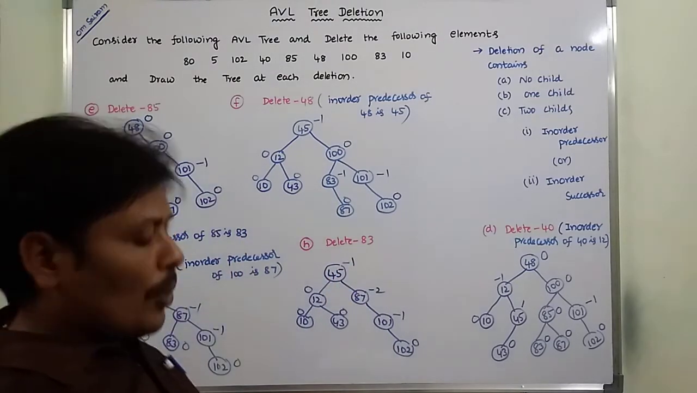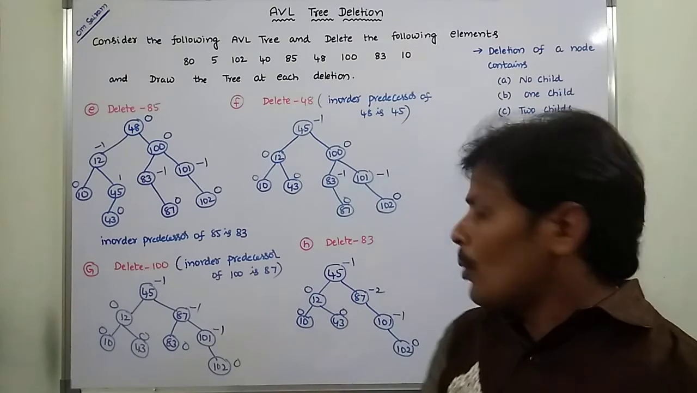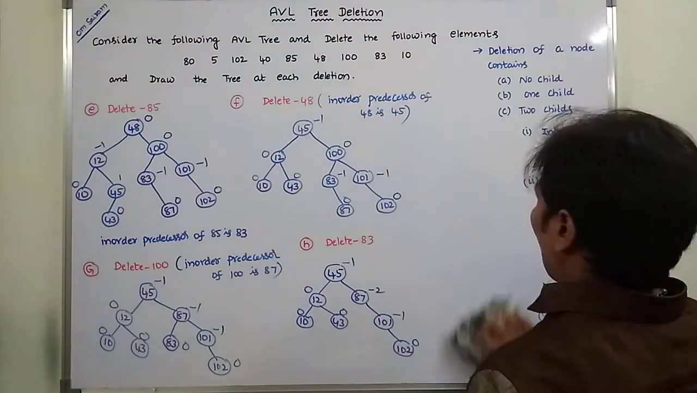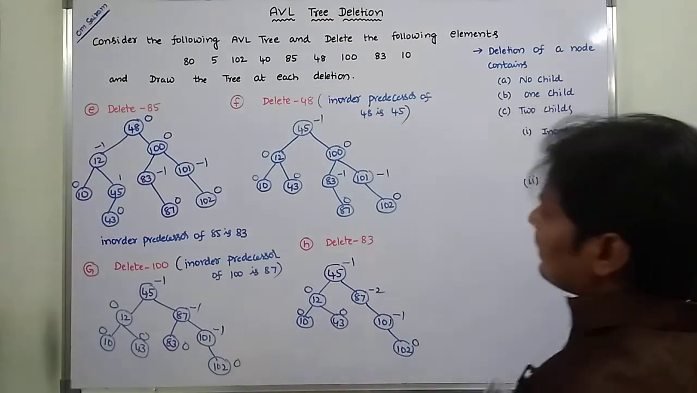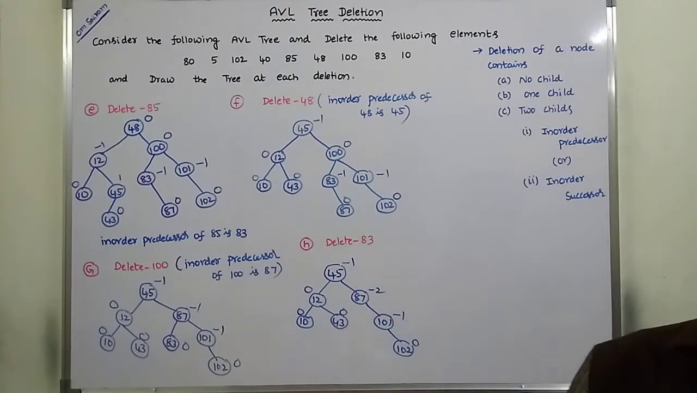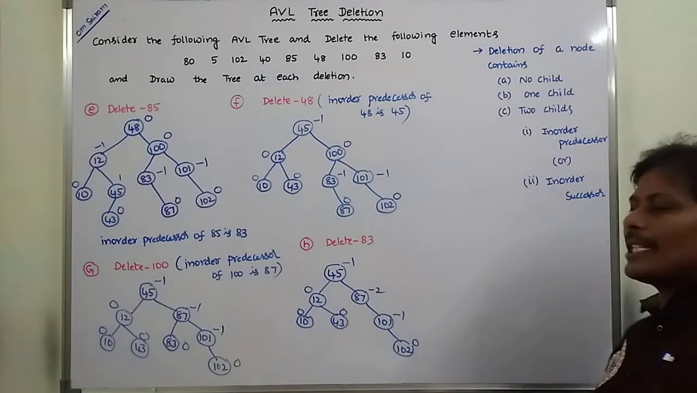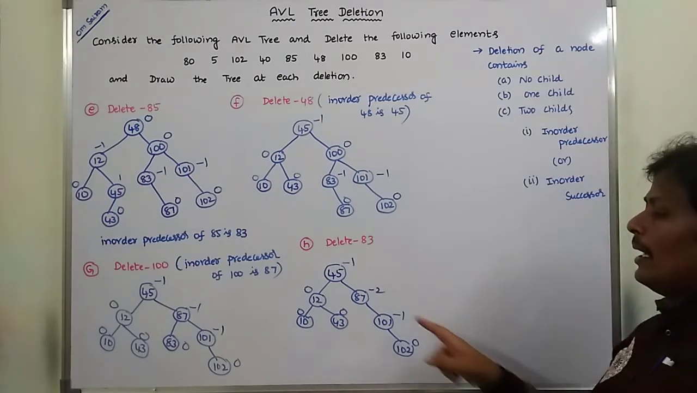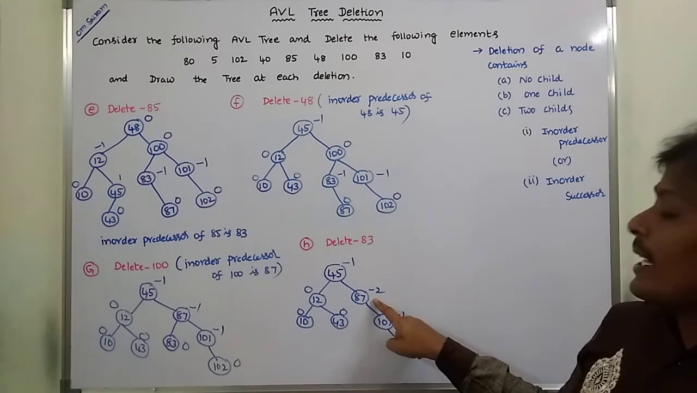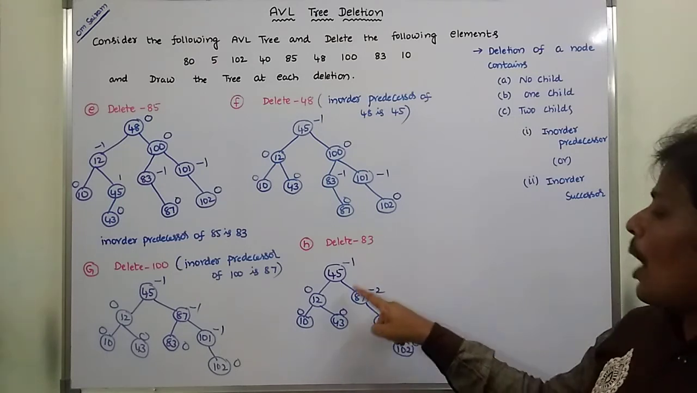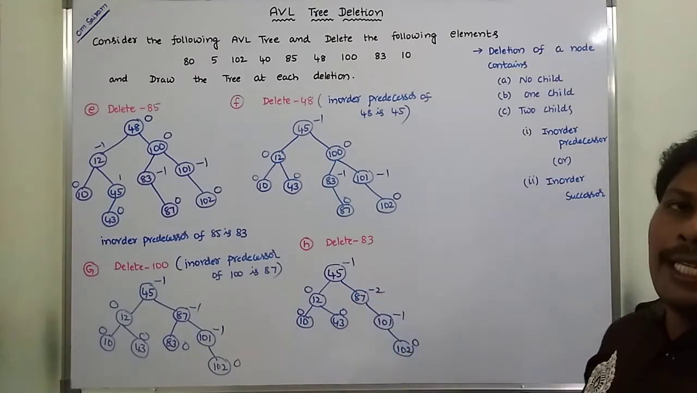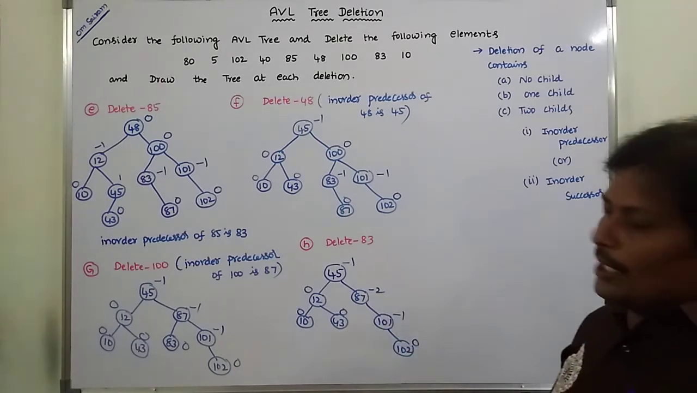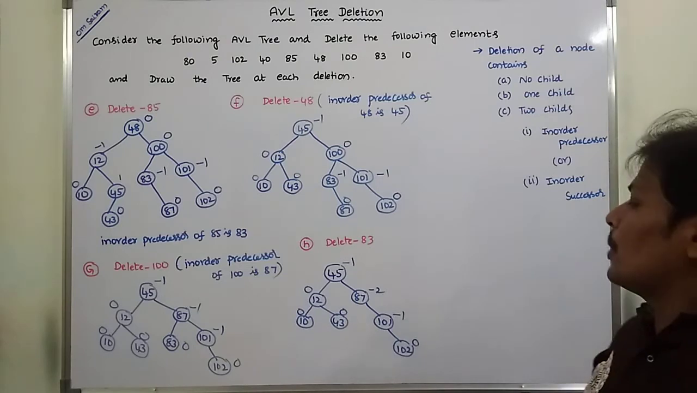Now at this point we are getting the imbalance. Imbalance means the balance factor is other than minus 1, 0, plus 1; then we can say that the tree is imbalanced. Here the balance factor minus 2 is occurring, so now this is not an AVL tree. Now we have to balance the tree by using rotation. Which rotation do we have to use?